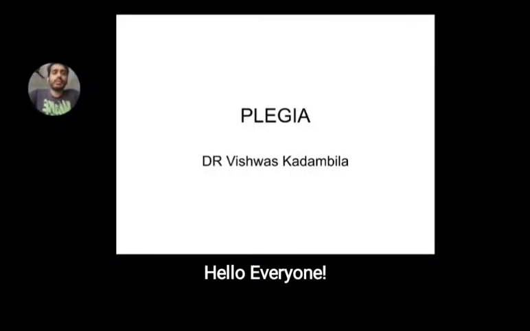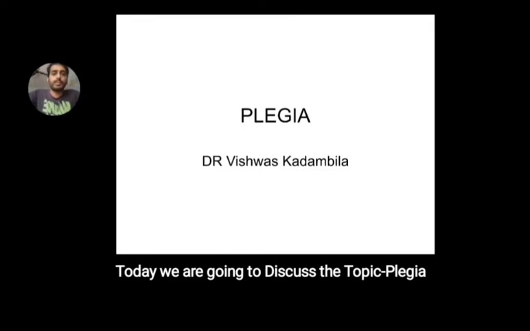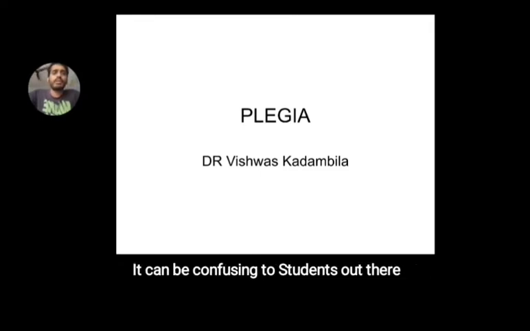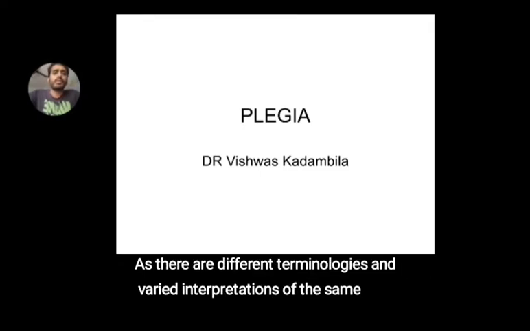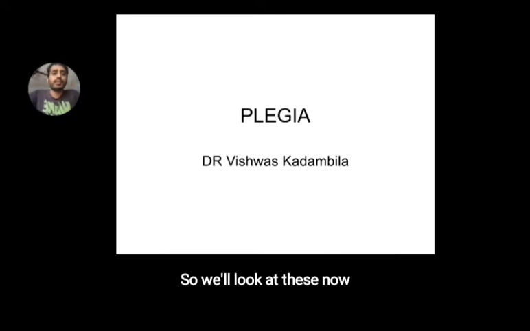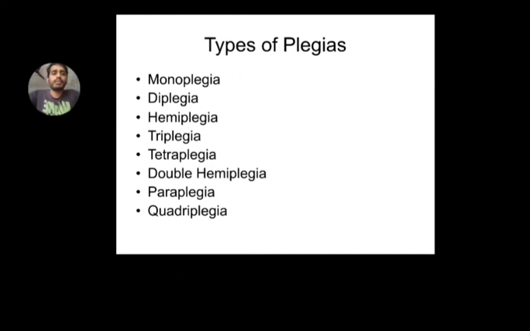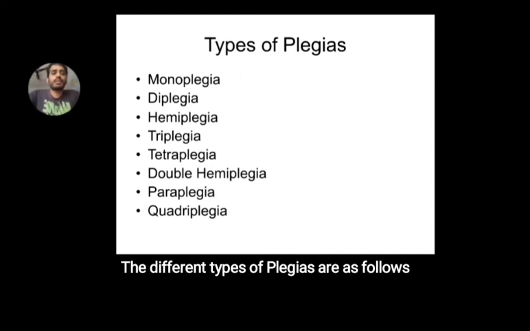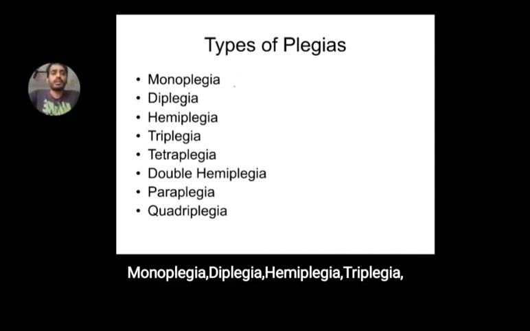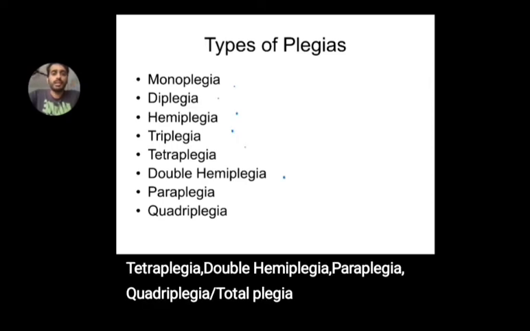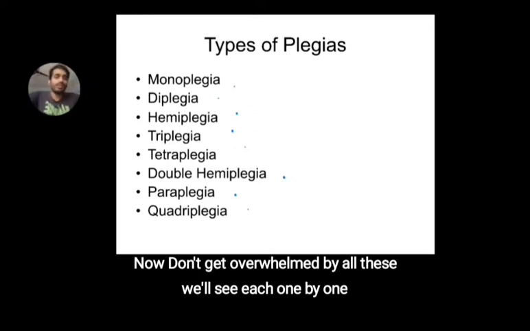Hello everyone. Today we are going to discuss a topic called plegia. It can be confusing to students out there with so many different terminologies and different interpretations of it. So we'll look at it now. The different types of plegia you can see are monoplegia, diplegia, hemiplegia, triplegia, tetraplegia, double hemiplegia, paraplegia, quadriplegia. Now don't get overwhelmed by all this. We'll see one by one.